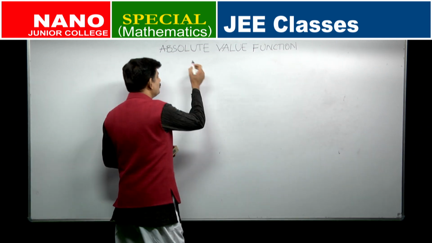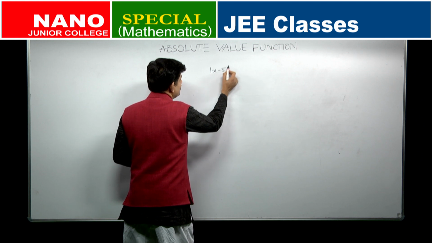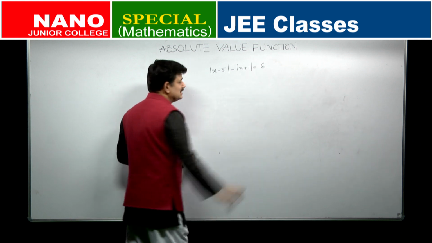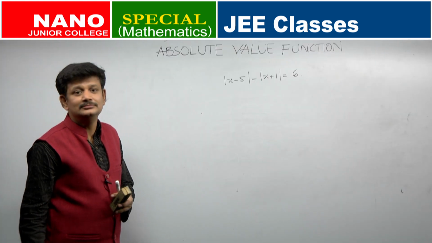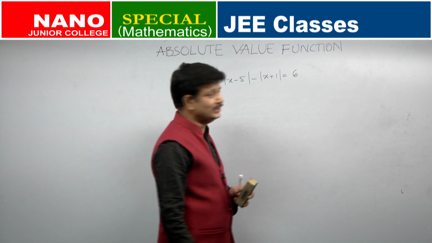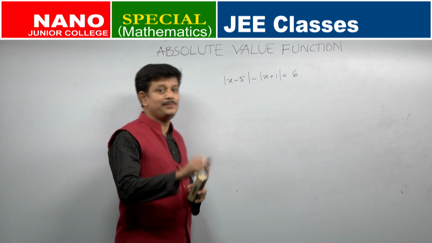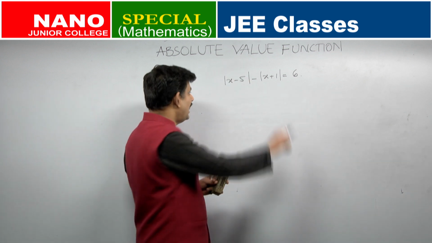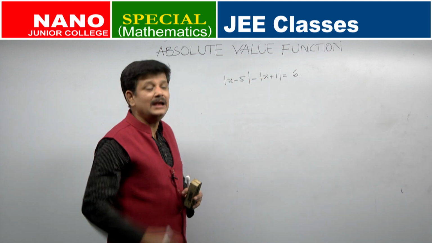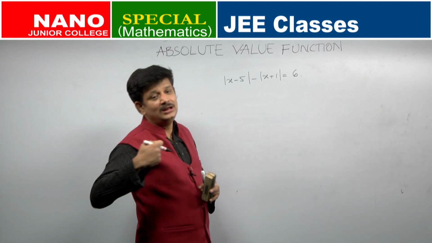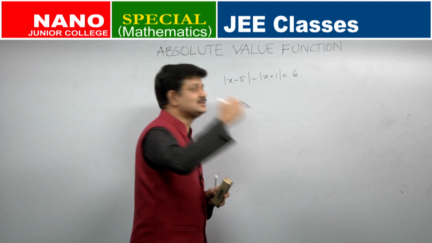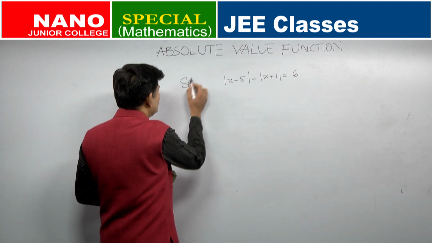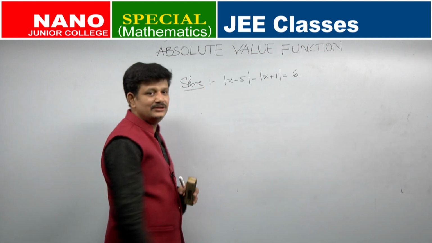Let me solve one more question in this pattern. Mod x minus 5 minus mod x plus 1 is equal to 6. You want me to do it geometrically or analytically? I prefer geometry. Let me tell you why. I see the numbers 5 and minus 1, and once I see them, I am able to recall that the distance between them is 6, and the paper setter wants that distance to be 6. So, geometrically this question looks significant.